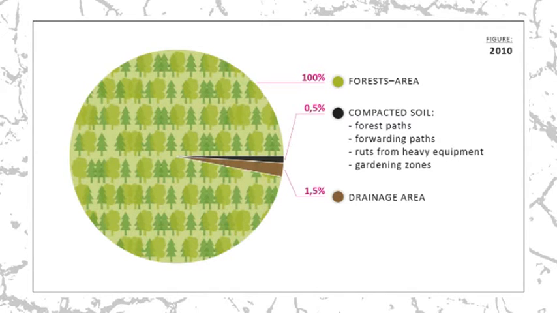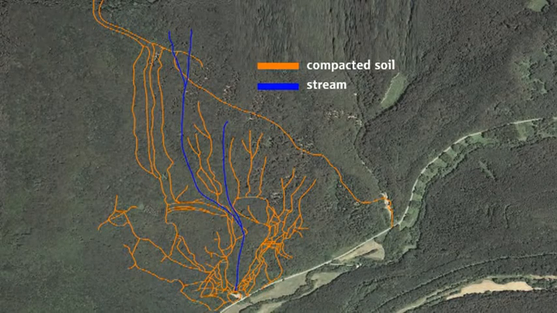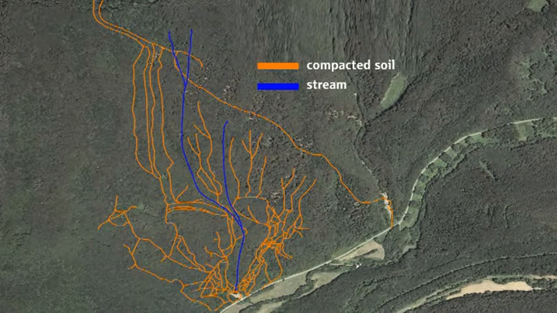Circle number 1 depicts 100% of forests, with the estimated 0.5% of compacted soil. The drained soil takes up 3 times as much, or 1.5%. Circle number 2 shows the results of soil compaction measurements. I detected 7 to 10% of compacted soil with a GPS next to dried up forest streams.